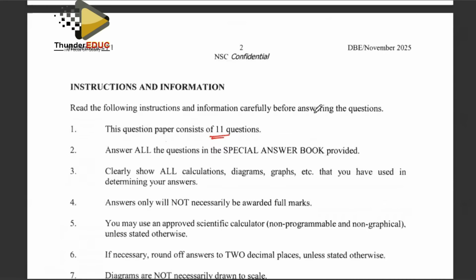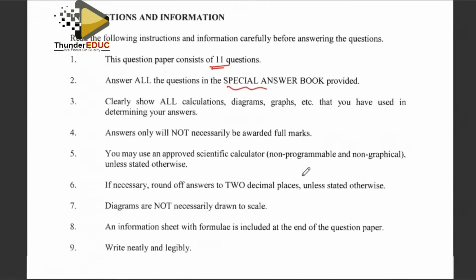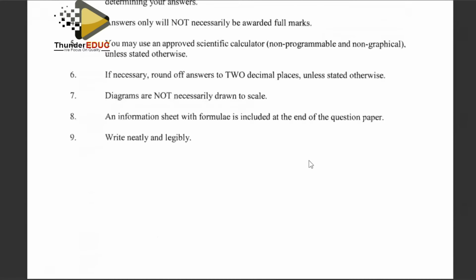There's a special answer book that was provided, and then clearly show calculations for all of the workings that's being done. Answers only will not be awarded full marks, meaning you have to show your workings. You might have to use an approved scientific calculator, if necessary, 2 decimal places. Diagrams are not to scale.